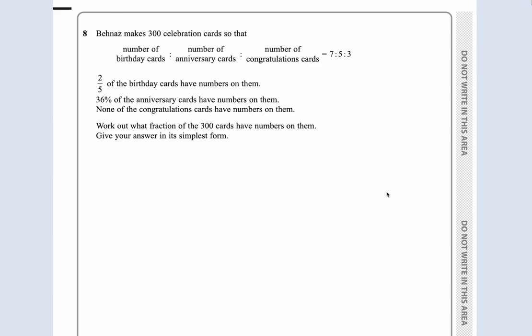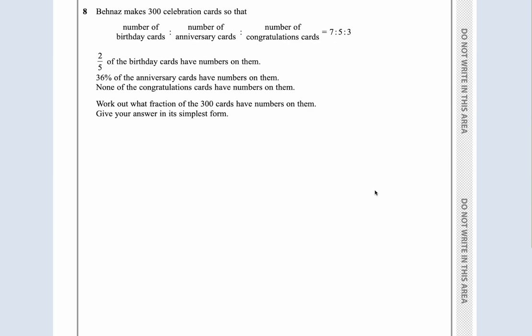Okay, question 8. Benaz makes 300 celebration cards, so that this is 7 to 5 to 3. 2/5 of the birthday cards have numbers on them. 36% of the anniversary cards have numbers on them. None of the congratulations cards have numbers on them. Work out what fraction of the 300 cards have numbers on them.